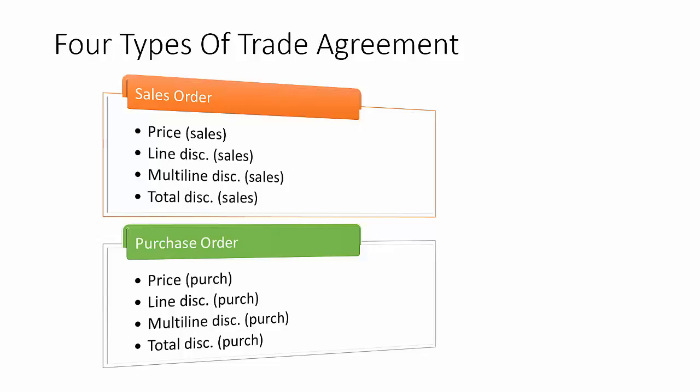Multi-line discount. This type of trade agreement can be used to receive or offer the multi-line discount on the purchase order or sales order. Total discount. This is a total discount on the purchase order or sales order. This type of agreement can only be created for all items, as total discount is at the order level and an order may consist of multiple items.